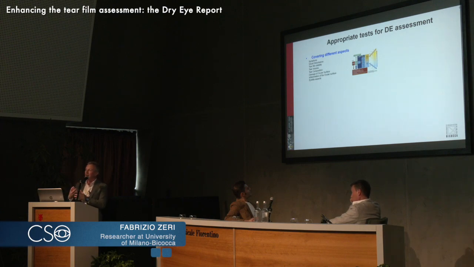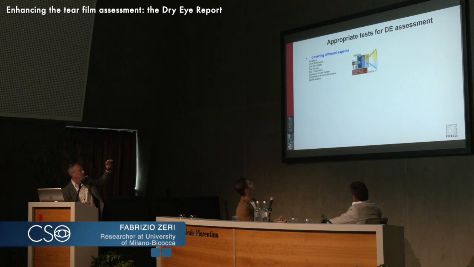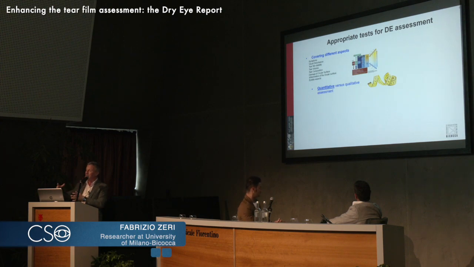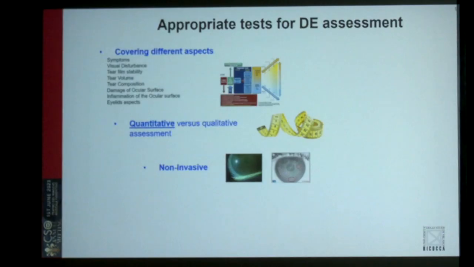So they highlighted the fact that there are some tests that are more appropriate to make a diagnosis, or to deal with dry eye disease. For example, they have to cover different aspects. It's not possible to use just one. So we have to look at symptoms, visual disturbance, tear film stability, tear volume, tear composition, and so on. But also, they should be quantitative rather than qualitative. So the assessment should be quantitative, if possible, and non-invasive instead of invasive. And that's why we are moving towards tests that are made in a more ecological, real condition. Also clinically performable.